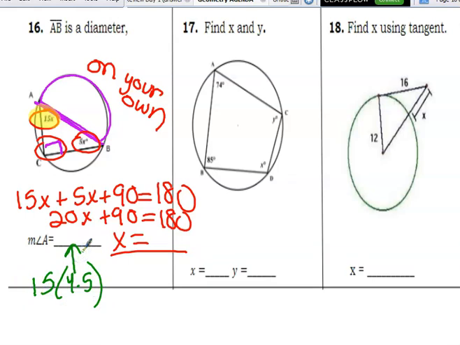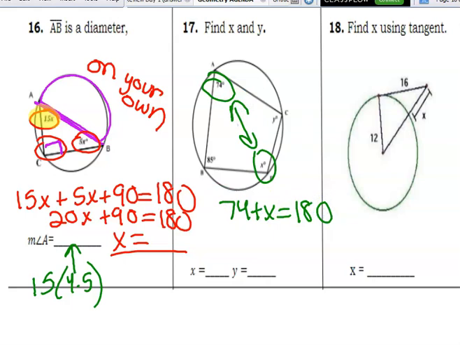Okay, find the value of x and y. So we know that these two add up to 180, because that's the rule for quadrilaterals inside a circle. And we also know that those two add up to 180, and solve for x and y.